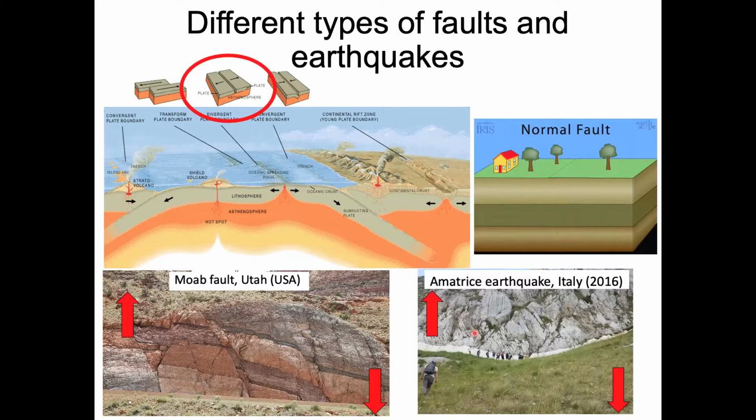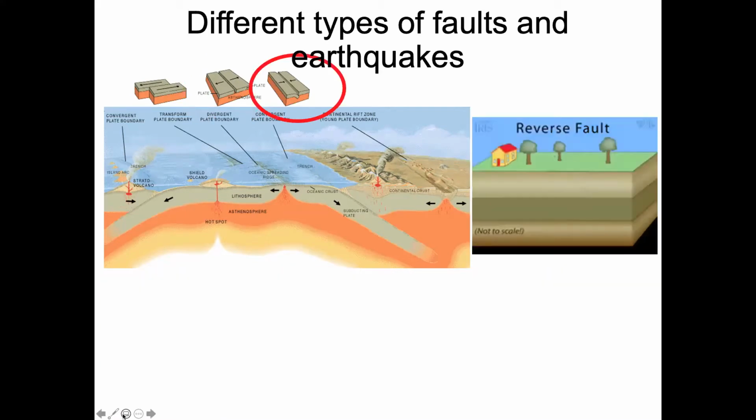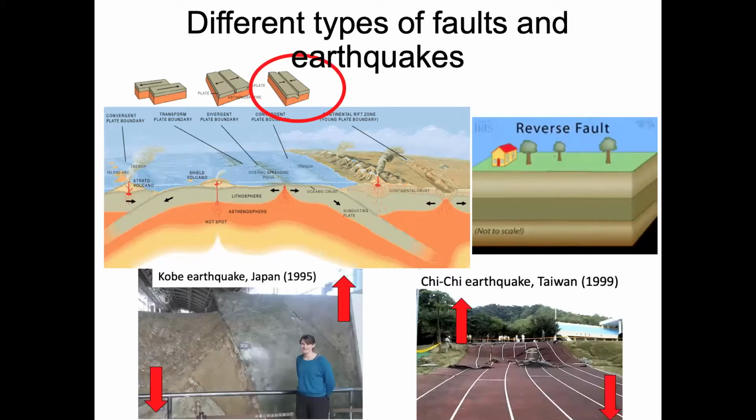And then the final type of earthquakes and faults is reverse faults, also called thrust faults. And this is where you've got two tectonic plates coming together, and rocks are being pushed on top of each other. So some examples of this are the Kobe earthquake in Japan in 1995.